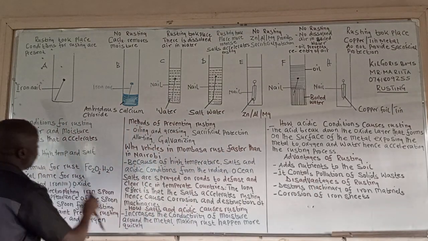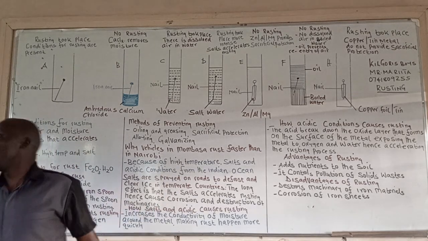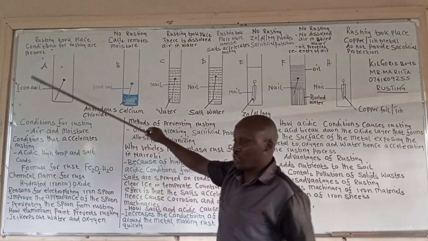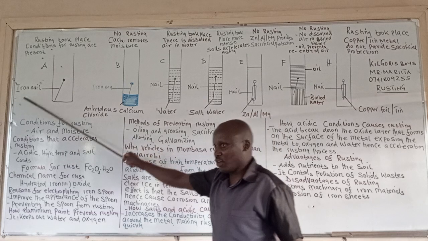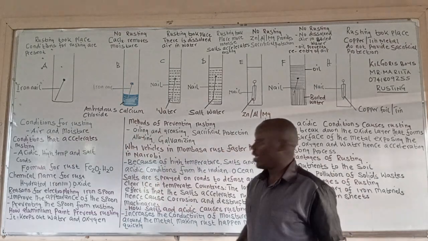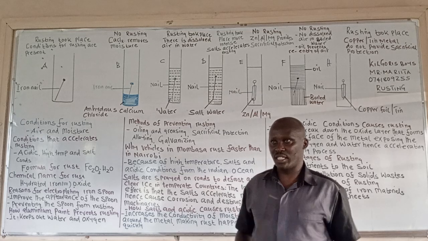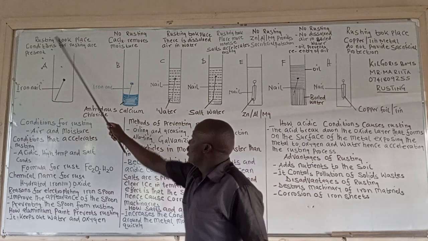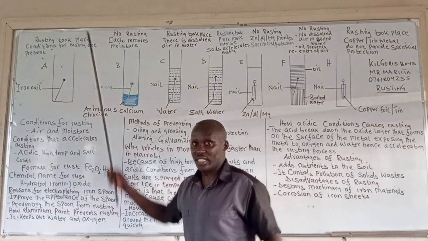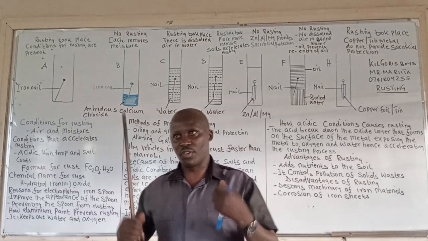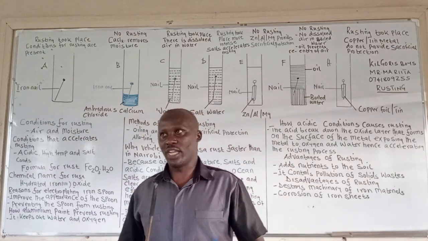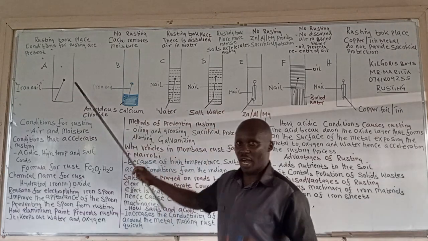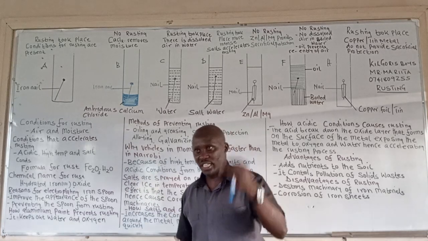If you explain what is happening in each test tube after some days, you look at test tube A, where we have an iron nail and this one is not corked at the top. That means the conditions for rusting are present. So in A, rusting took place. And why did rusting take place in test tube A? It is because the conditions for rusting, which are air and moisture, are present here. So after 3 days or 7 days, the iron nail will just rust.